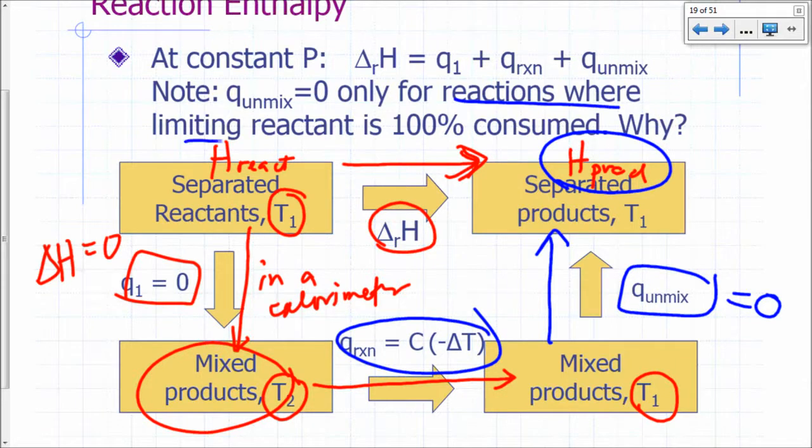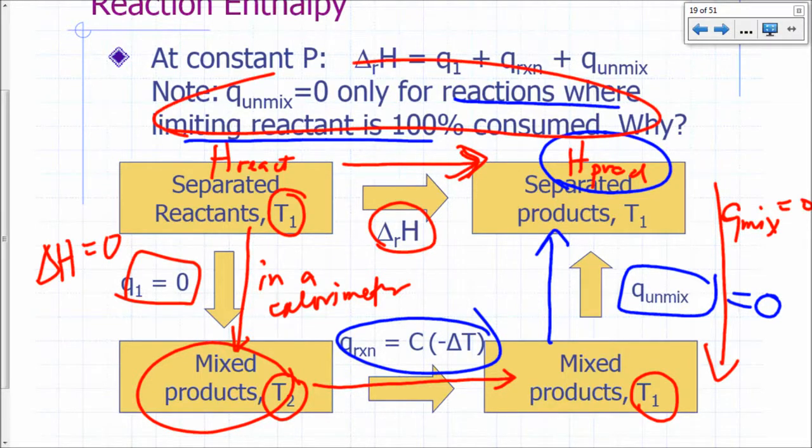That's only for reactions where the limiting reactant is 100% consumed, in other words, for reactions that pretty much go all the way to completion. Why is that? Well, imagine the reverse of this process. Instead of unmixing the products, imagine a process where you're mixing the products. If the reaction goes all the way, what happens if you mix the products? Nothing, right? So delta H for the mixing would be 0, so Q for the unmixing would be equal to 0. But that's only true if the reaction goes all the way.